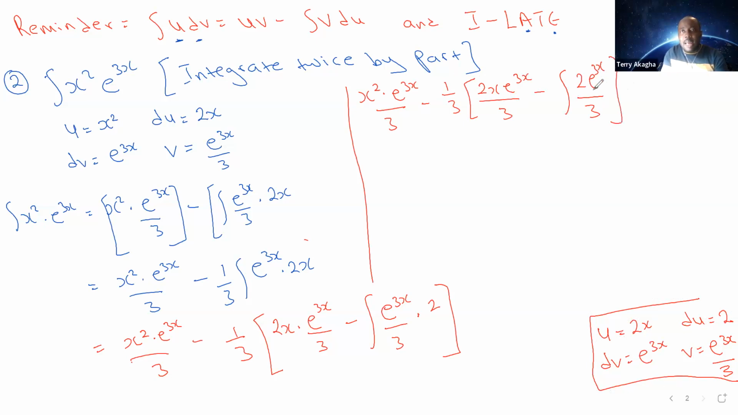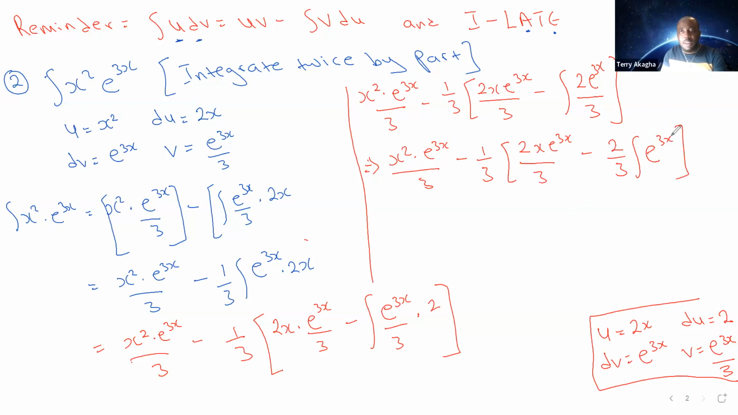So then I'm going to bring the constant outside. So that will give me x squared dot e^3x over 3 minus 1 over 3 into bracket, 2x e^3x over 3 minus 2 over 3 integrating e^3x.